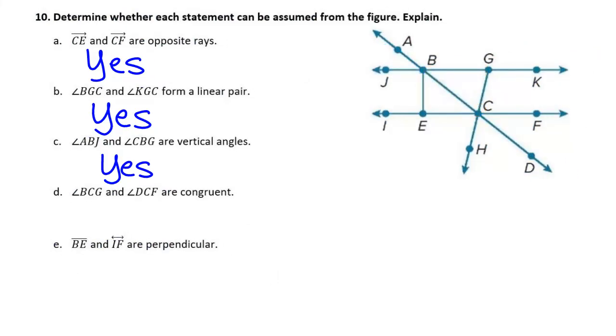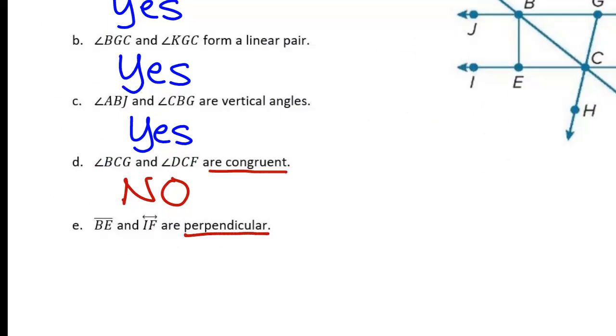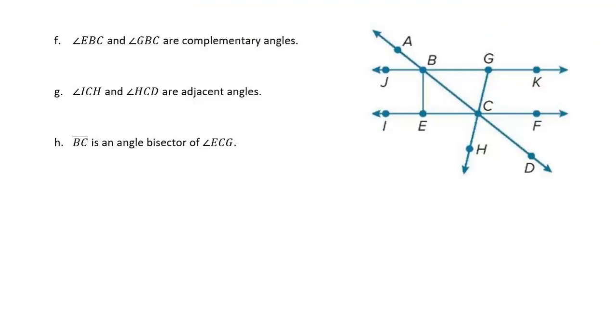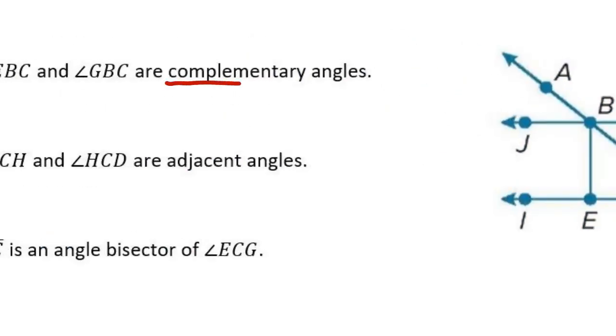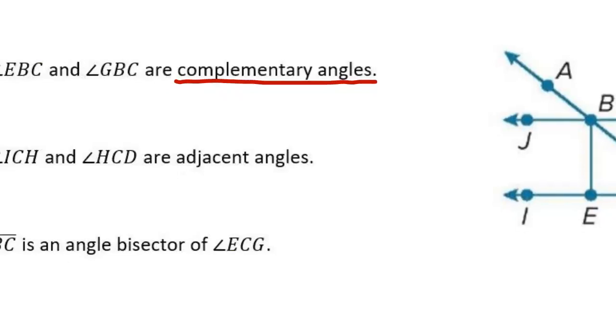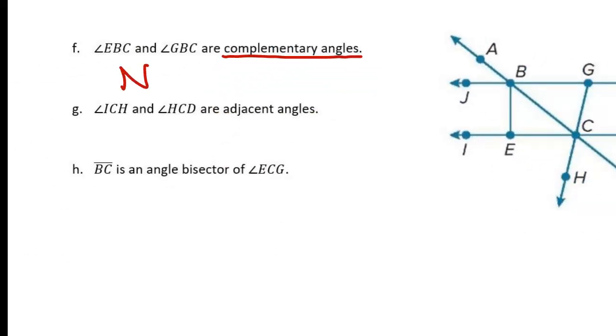Are there any angles on the picture that are being marked as congruent? No. Then can I assume things are congruent? No. Are there any right angle markings in the picture? No. So can I assume things are perpendicular? No. Doesn't matter where they are. What does complementary mean? Adds up to 90. Do you guys see any right angle marks anywhere here? Can I assume this? No.